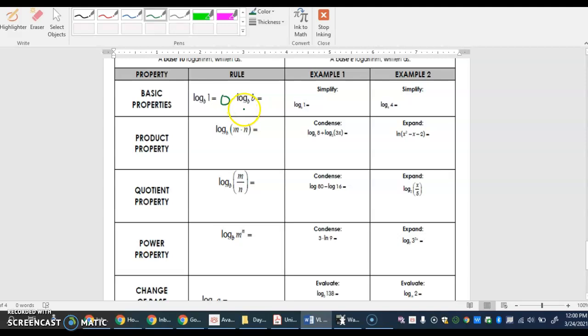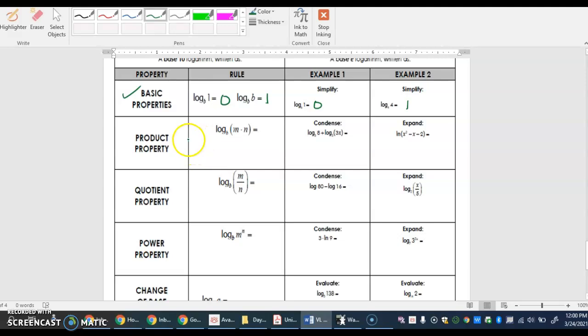It's like asking the question, b to the power of what is b? B to the power of 1 is b. So if the base and the argument are same, then the answer would be 1. So log b base b is 1. So log 1 here is 0, right? Log 4 base 4 is 1. So this is really important.